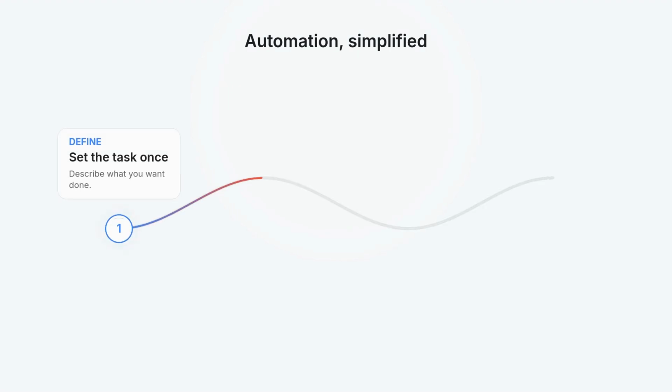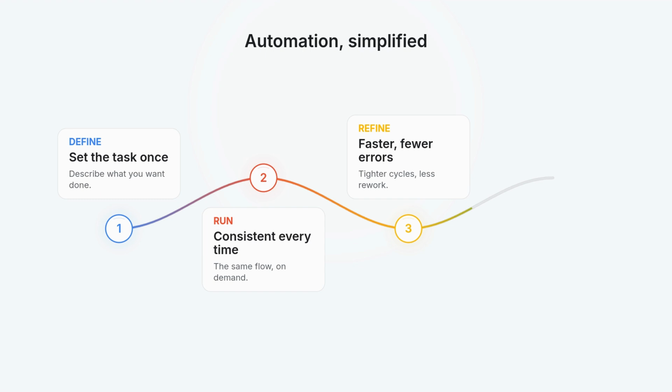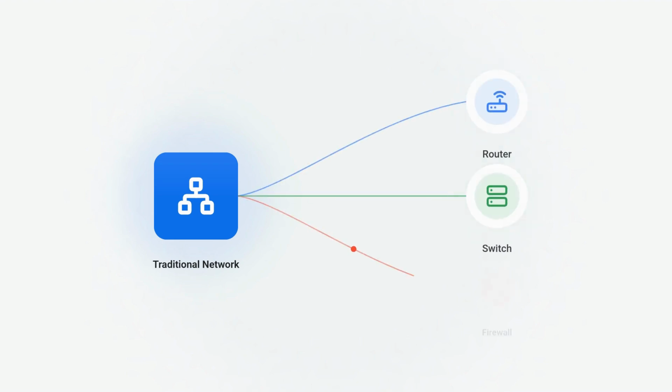Think about a merger or a big rollout. Now imagine repeating the same update across dozens or hundreds of devices by hand. It's slow, easy to break, and frustrating to verify afterward. That's exactly where automation starts to feel like a payoff. You define the task once, run it the same way every time, and get faster changes, more consistency, and fewer mistakes. And once you see why automation matters, SDN starts to make a lot more sense.